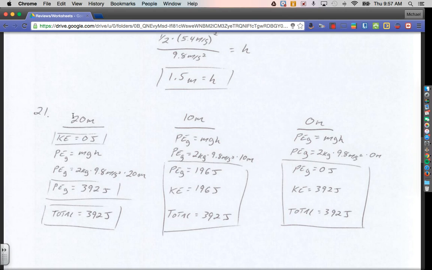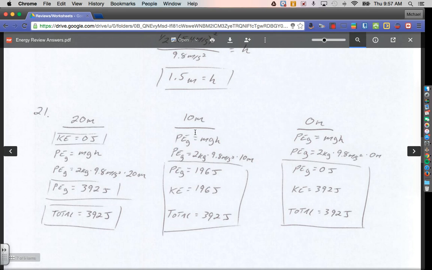At 20 meters, when you first let it go, the kinetic energy is going to be 0. Why? Because I haven't had a chance to get any speed up yet. So all it's going to have is potential energy, which is mgh, 2 times 9.8 times 20, which is 392 joules of energy, for a total amount of energy of 0 plus 392, or 392 joules.